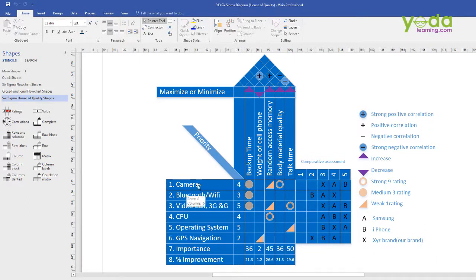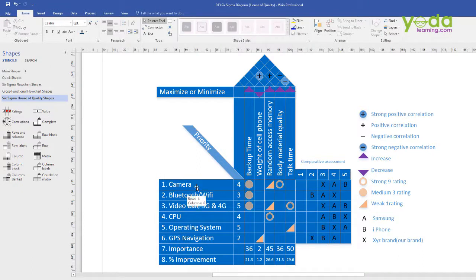As mentioned in the previous video, the left panel is for the characteristics that the customer looks for in a cell phone. For instance, people expect features such as a camera, Bluetooth, Wi-Fi, video, 3G, 4G, CPU with a good processor, operating system, GPS navigation. The priority or the ratings are shown to the right of that. We see camera is a 4, that is one of the priorities. Bluetooth gets a 3. Calling is most important, so that is why it is given a 5, and so on and so forth.